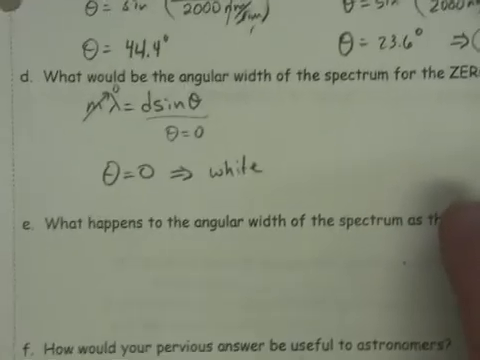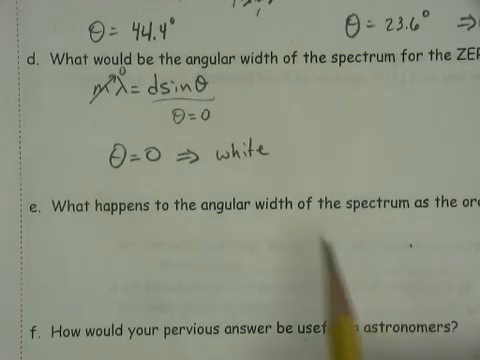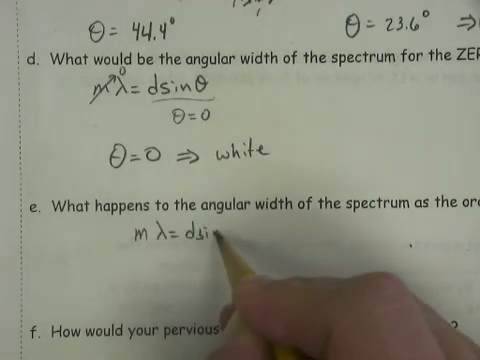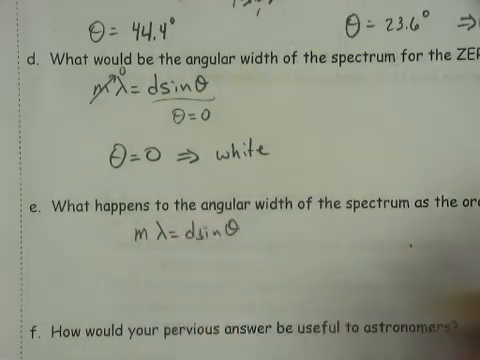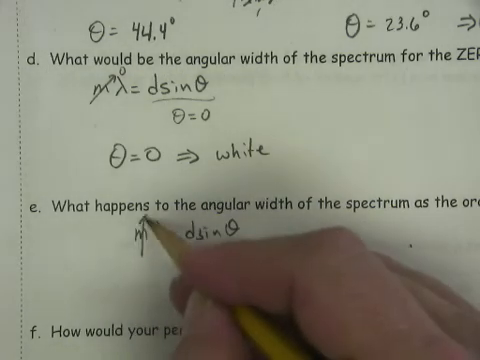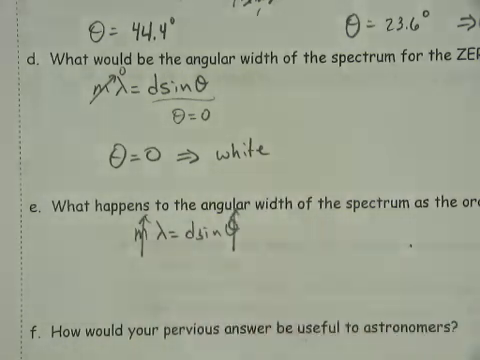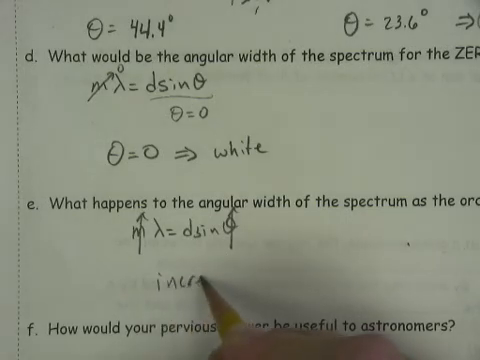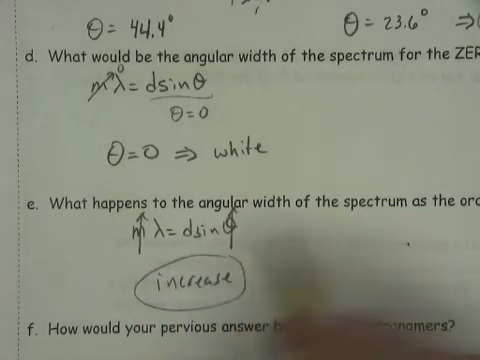Okay, the next question. What happens to the angular width of the spectrum as the order increases? Same equation. m lambda equals d sine theta. As the order goes up, that separation will go up as well. And so that'll be increase.